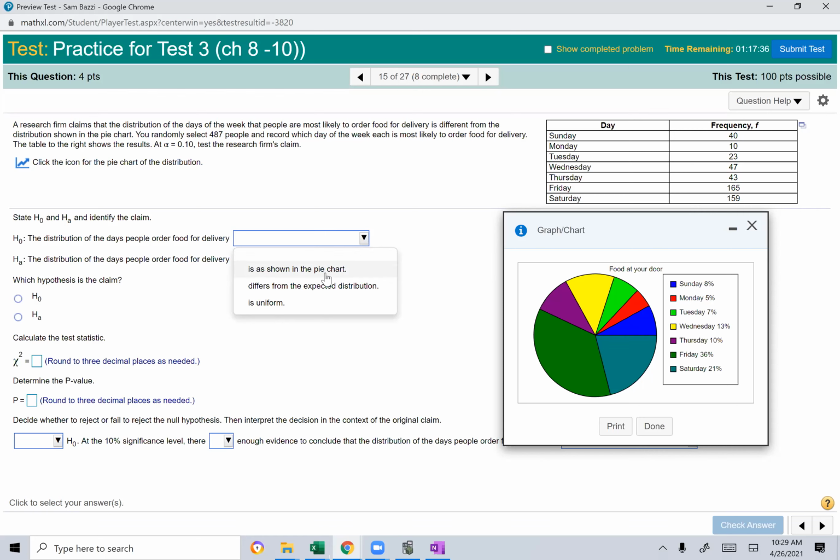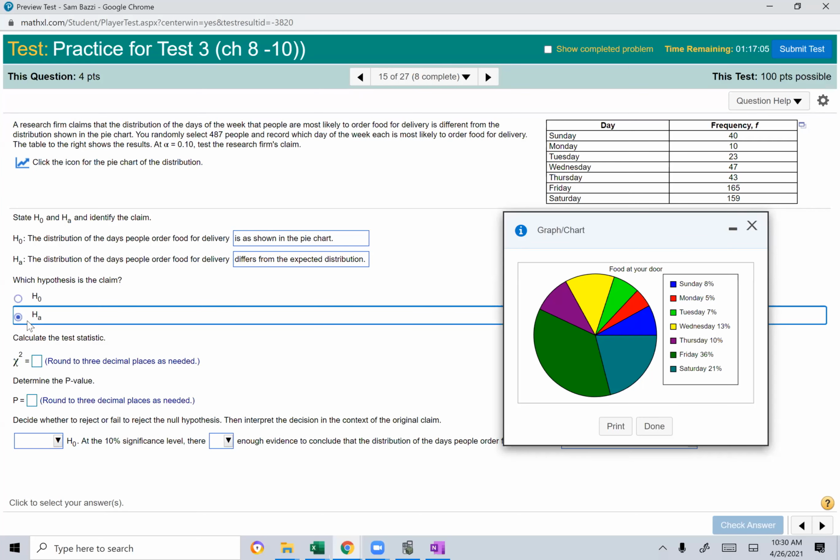So let's pick the answer based on what I just said. H0 is as shown in the pie chart. Let's see if our students can tell me what it is going to be for HA. That should be easy. Actually, there's one choice that works here. Differs from the expected distribution, exactly. Which hypothesis is the claim? They claim that the distribution is different from expected, so you should agree with me, it's HA. If they say it is the same as expected, it will be H0. If it is different, HA.